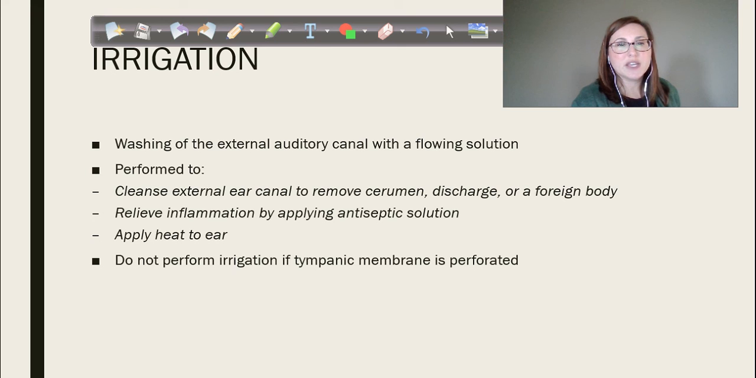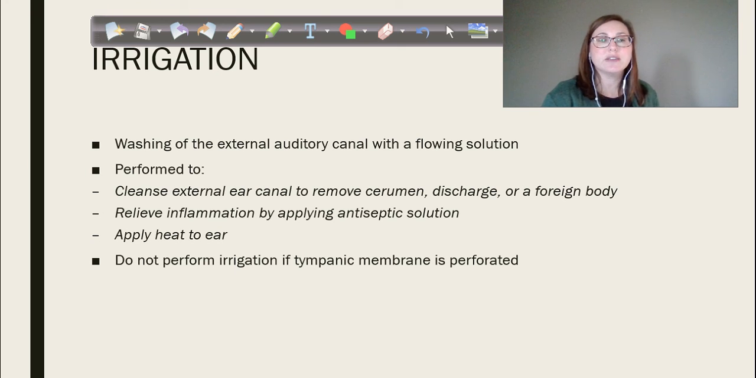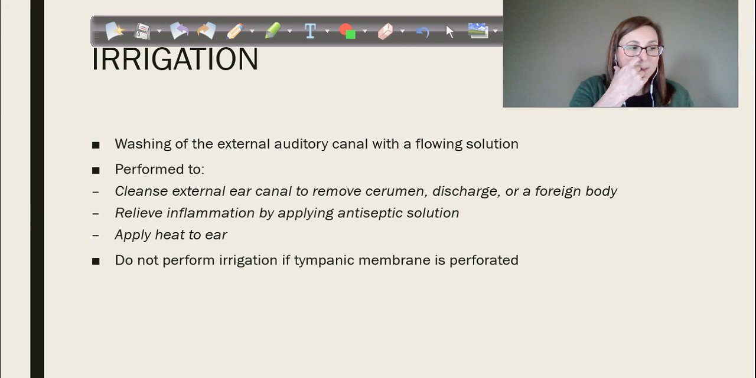So if we talk about irrigation of the ear, it's where we wash the auditory canal with a flowing solution. So we might do that to cleanse the ear to remove earwax or discharge, or to relieve any kind of inflammation. Maybe they're applying an antiseptic solution, or applying heat to the ear. So you don't want to perform irrigation if the tympanic membrane is perforated. So usually the physician will tell you to wash the ear first. Sometimes with impacted cerumen or a lot of earwax, it might be softened first with mineral oil or hydrogen peroxide. There's also Debrox. That's an over-the-counter ear oil that you can get that will help soften the earwax.